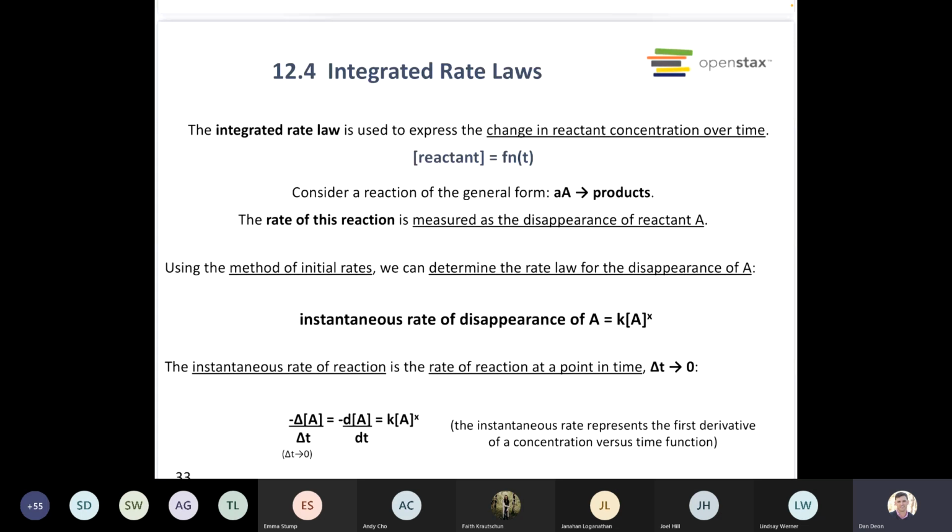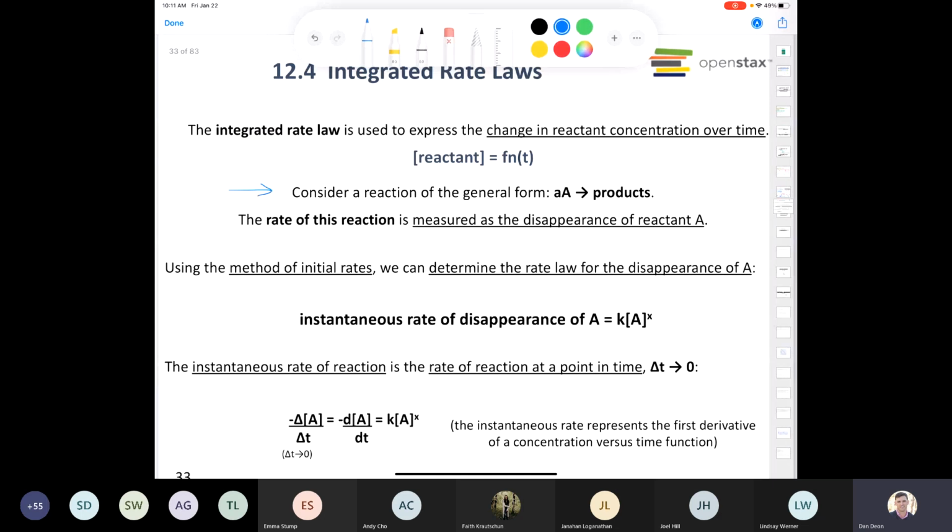So here's where I am. It says consider a reaction where we have A gives you products. The rate of this reaction is measured as the rate of disappearance of A. Using the method of initial rates, we can determine the rate law for the rate of disappearance of A. So the rate of disappearance of A over time is equal to k times the concentration of A to the power of x.